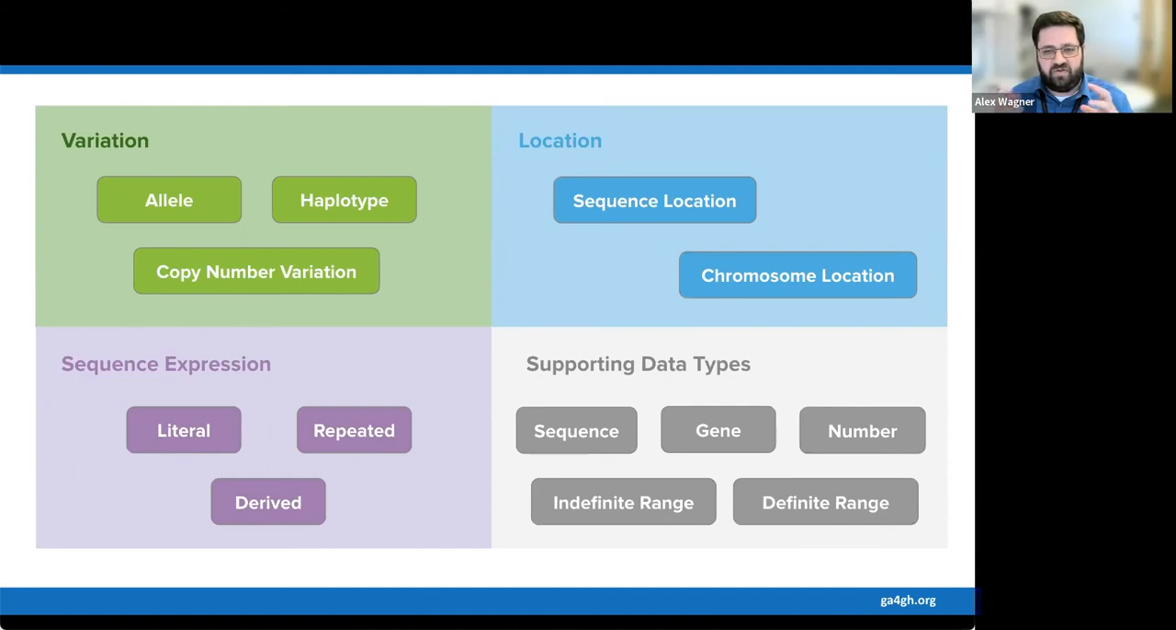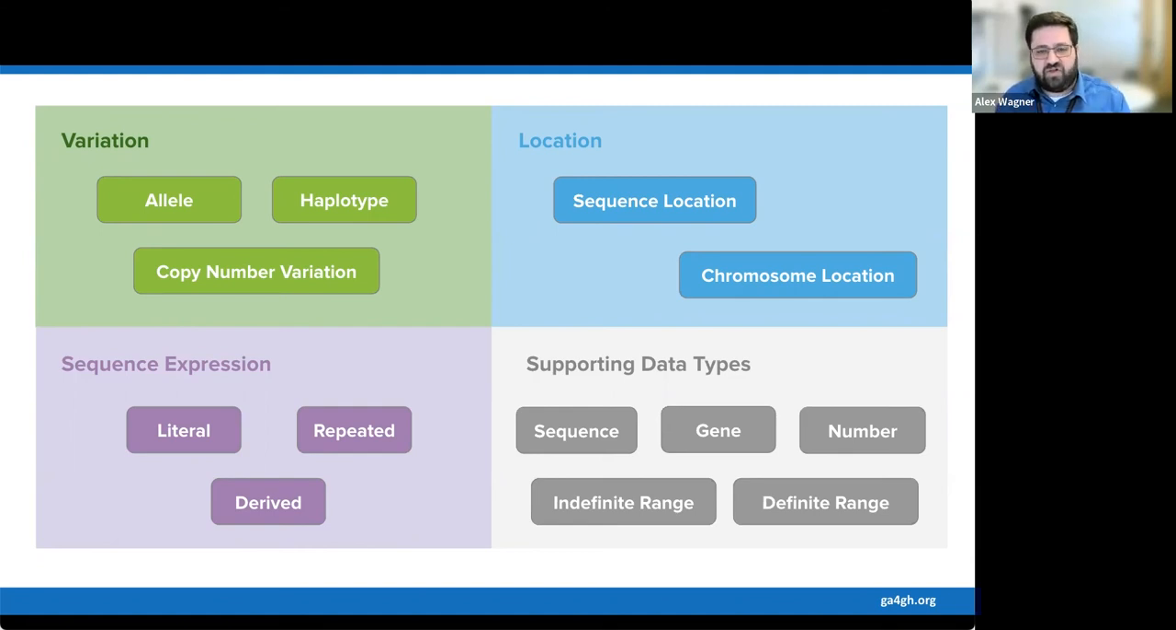To be clear, the classes indicated here are not exhaustive. There are other variation classes that exist in VRS, as there are other sequence expression classes, other supporting data types. But the point here is that we want to provide an example of the major groupings of the types of entities we have, and the notion that many of the variation expressions that you wish to make can be composed from these underlying fundamental types.